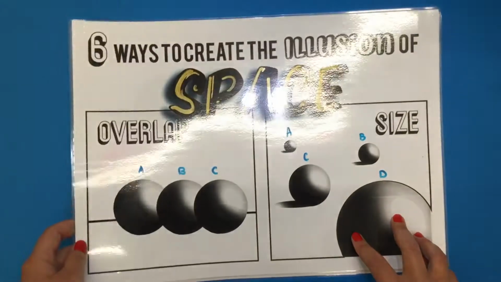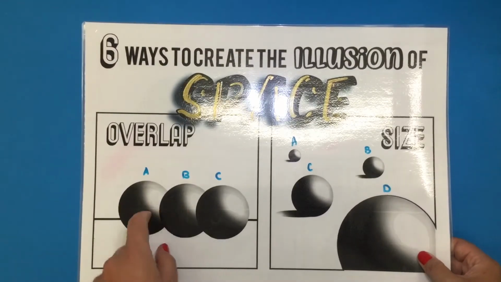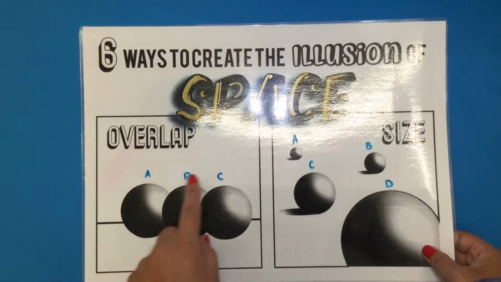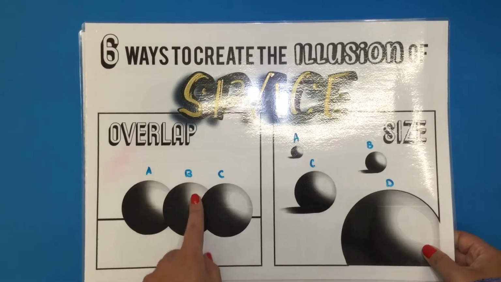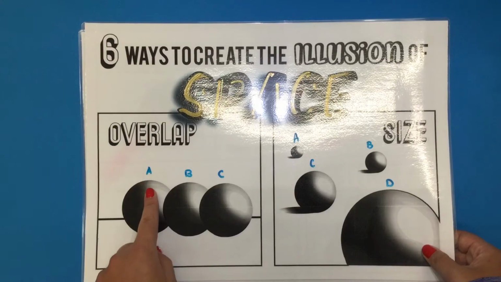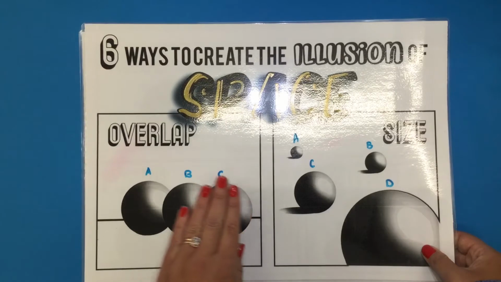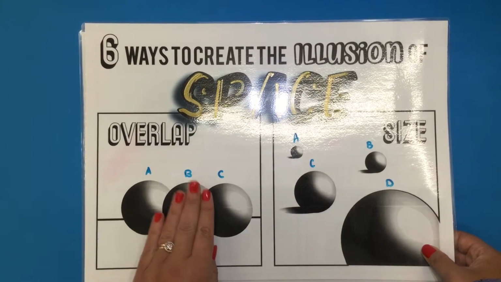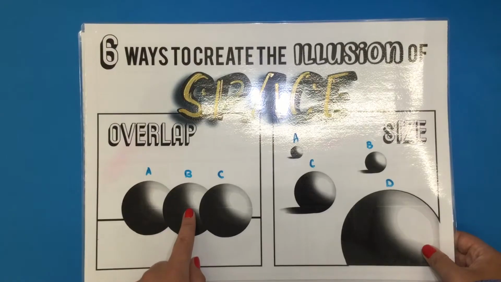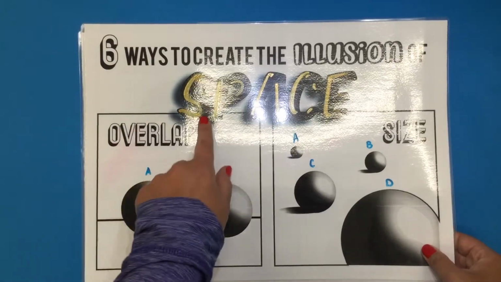Our paper is really thin, but for some reason, one of these three spheres looks further away than the others. Can you tell which one is further away? A, B, or C? If you guessed A, you were correct. The reason is because this sphere is overlapping on top of this one and on top of this one, making this one look furthest away, then this one, and this one closest. Overlapping your objects is a way to create space.